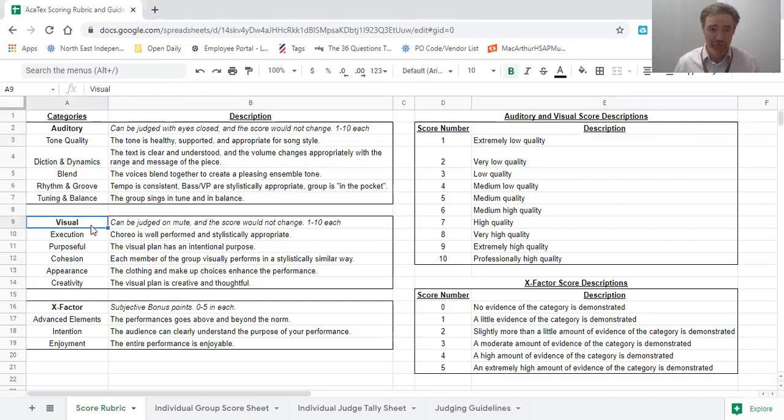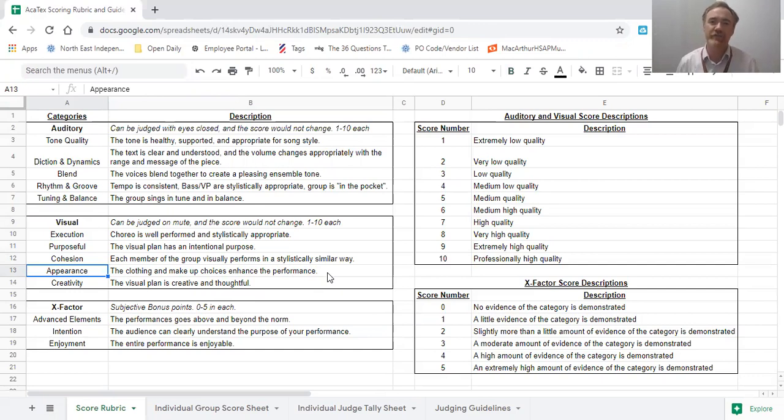Next up, visuals. Execution would be that the choreo, or the movement, the visual plan, is performed well, right? Purposeful. The visual plan has intention and purpose. They're not just sort of randomly moving around without reason. Cohesion. The group looks like they are together and moving together and cohesive. Appearance. This would be clothing and makeup choices that bring the group together to enhance a performance.